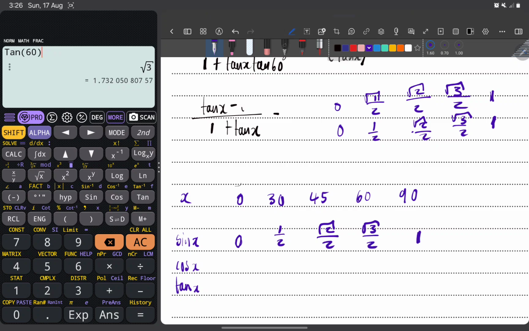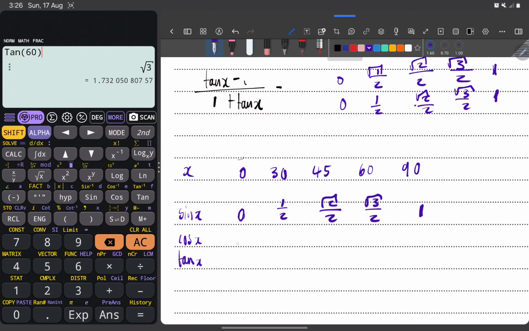And for cos, we spin it around. It starts at 1, then root 3 over 2. After root 3 over 2, what's the next? Root 2 over 2. So they meet at root 2 over 2 here. Then after that, what is the next one? It's half. Then after half is 0. You write it vice versa for cos. These are the exact values.